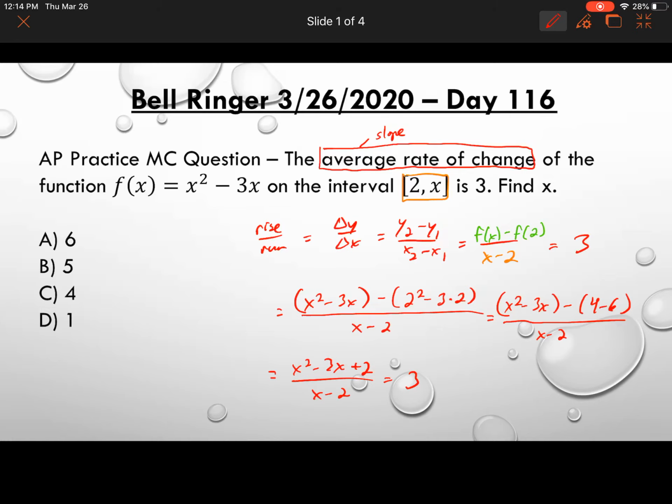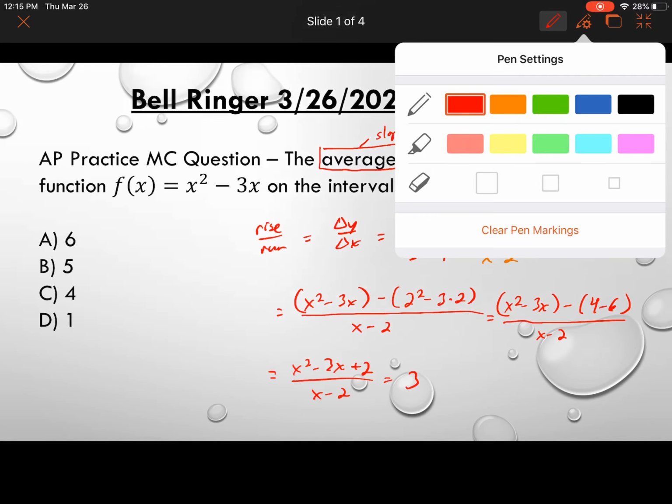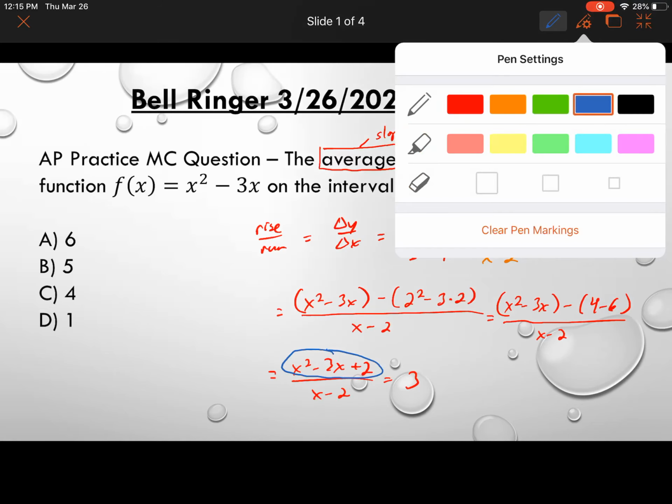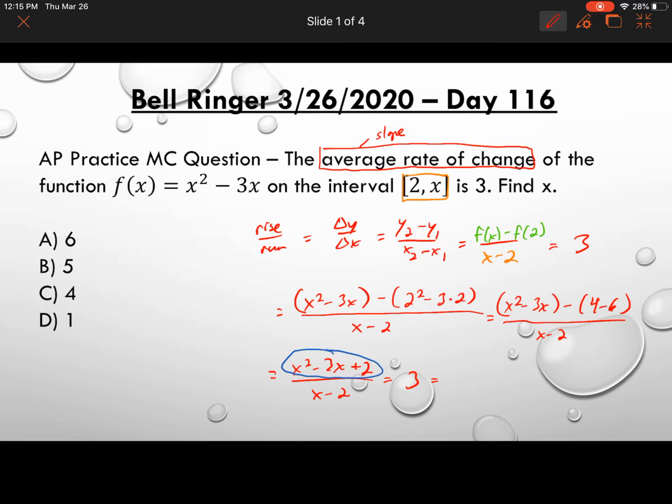All right, so what are we going to do here? Well, we have some options in terms of what to do. One thing you might take note of is we can factor the top equation. We can factor this and turn it into x minus 2 and x minus 1.